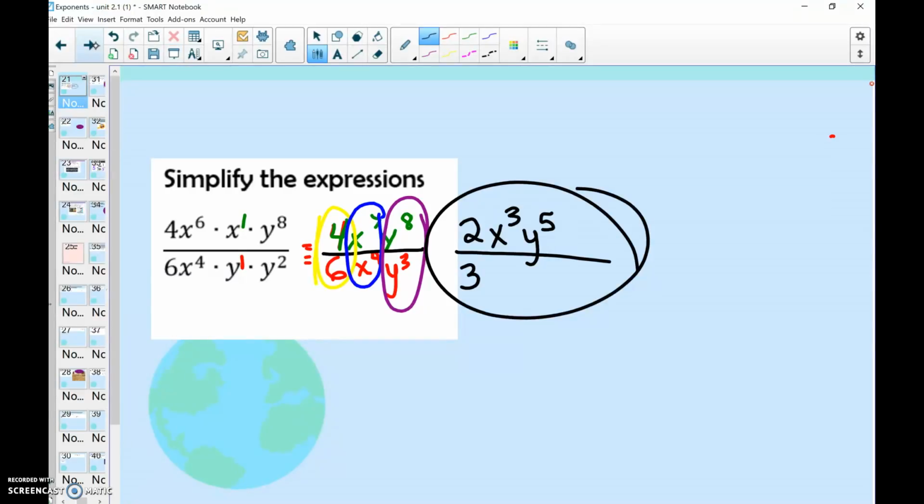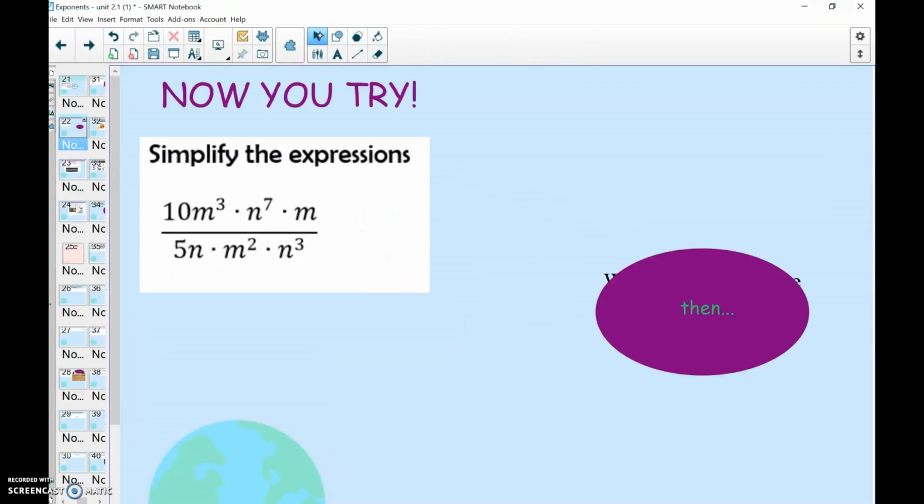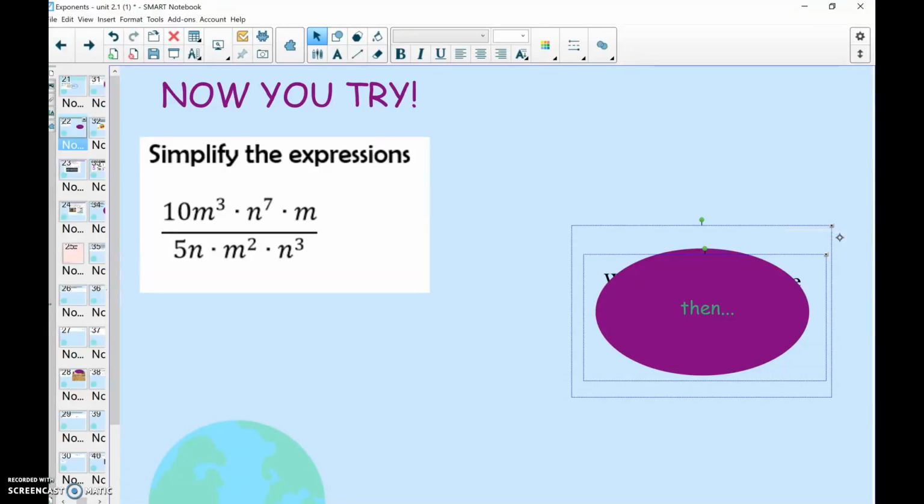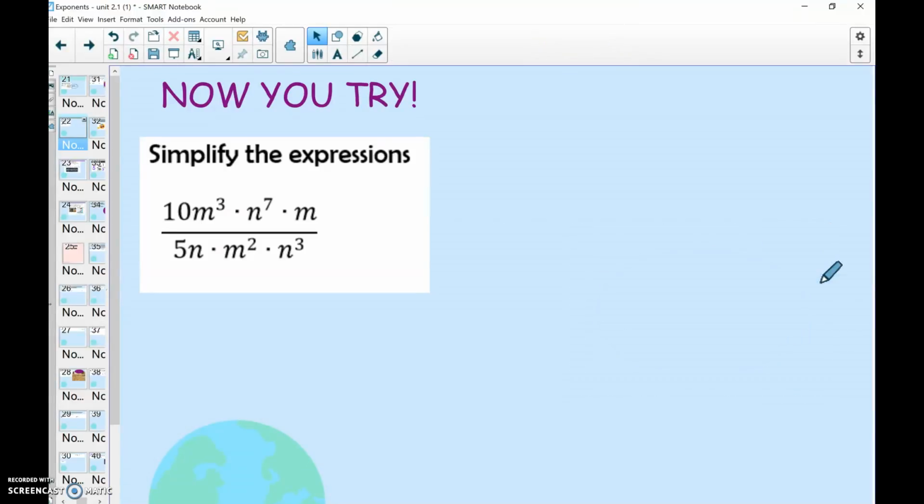What I'd like you guys to do now is pause real quick and try this guy. About the same level of difficulty as the last one. Remember, do the numerator first, then do the denominator, and then unpause, and I will show you how to do this problem.